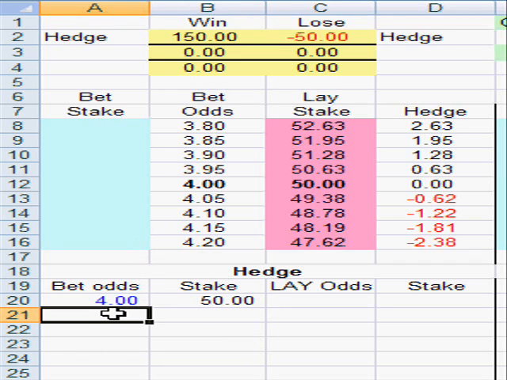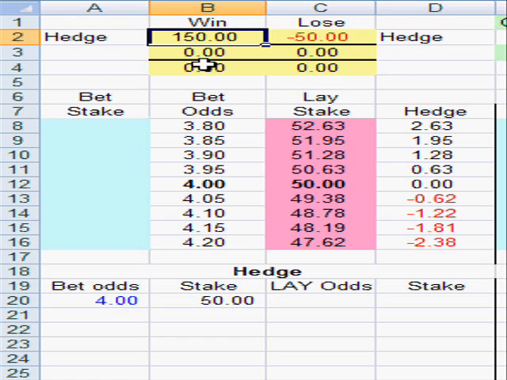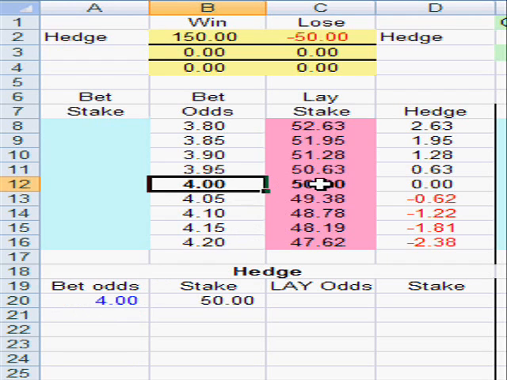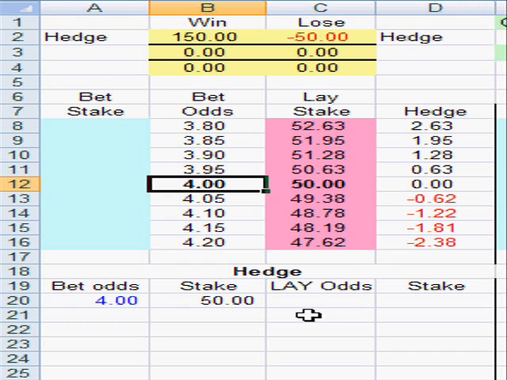So I've put a bet in. Say we put a bet in on Betfair at odds of 4 for a stake of £50. You can see at the top there, if we hit the loser we lose our £50, and if we hit the winner we stand to win 150. Now if we were betting and then laying, we would need to bet at high odds and lay at low odds. So at the moment, with a bet at odds of 4, if we lay at 4 for £50 we would break even on the trade. We would win or lose nothing.